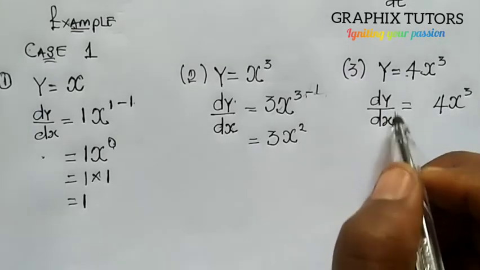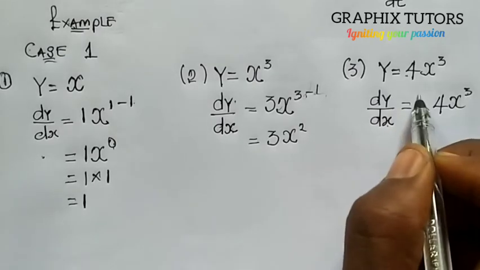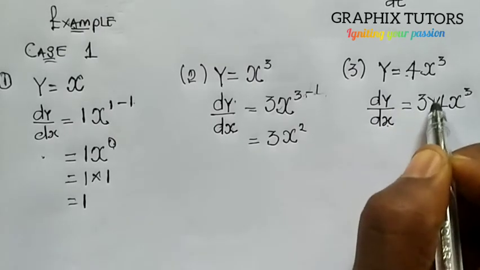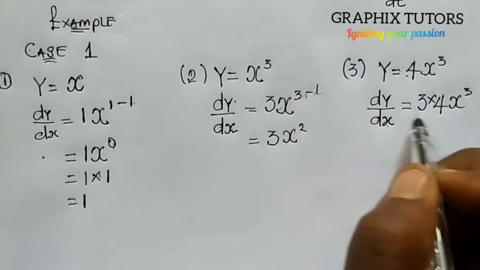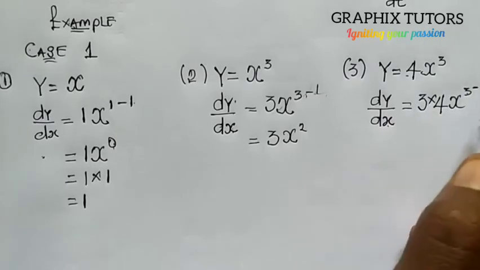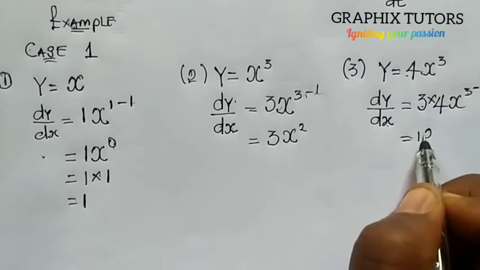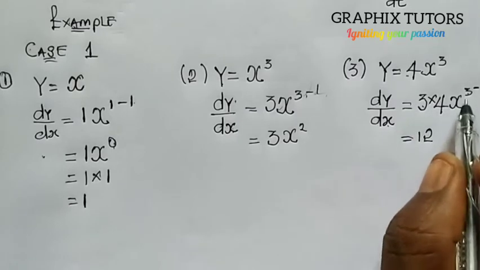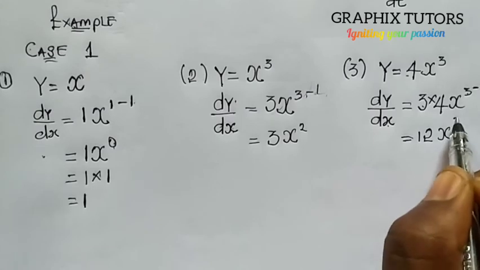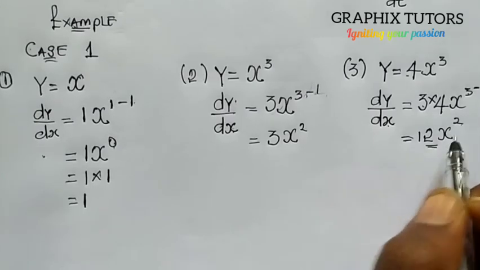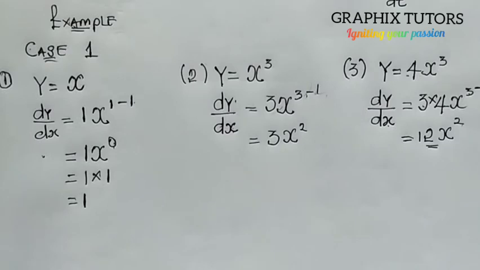So since I put the y over the x, the 3 will come down to multiply the 4. Because the 3 has come down, I'm going to subtract 1 from the 3. And this will give me 3 times 4 is 12. Then we have x raised to power 2. So that will be my answer there. That is for this case.